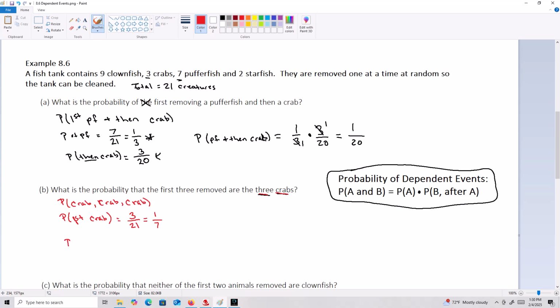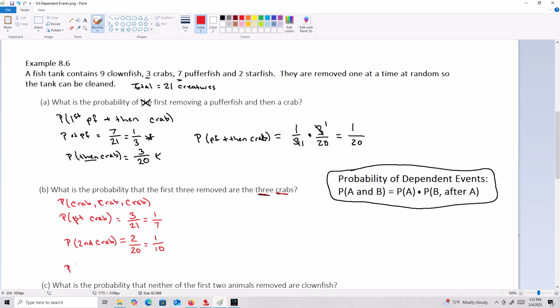The probability of getting the second crab. Now, if we got a crab the first time, how many crabs are left in the tank? There are only 2. And if we got a crab, or really anything the first time, how many creatures are left in the tank? 20. So this reduces to 1/10. So that's the probability of getting that second creature to be a crab.